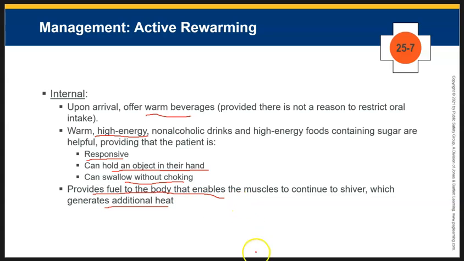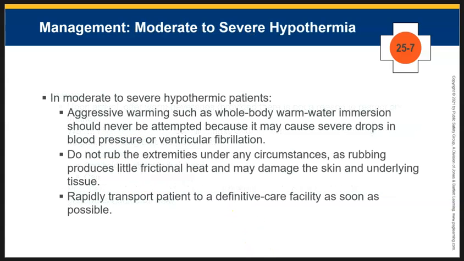In a moderately or severe hypothermic patient, aggressive warming, such as whole body warm water immersion, shouldn't be attempted because the severe drop in blood pressure that occurs could lead to VFib. We don't want to rub the extremities because it really doesn't do much in terms of frictional heat, and we can damage the skin as well. What we want to do in these cases, moderate to severe, is really transport them to definitive care as soon as possible.